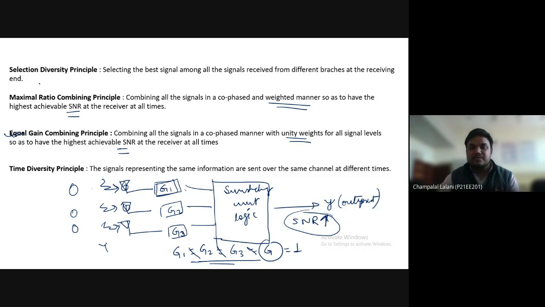Next one is the selection diversity principle. Here we receive all the signals, but we select the best one out of all of them, selecting the best among all the signals received from different branches at the receiver end. From the name you can identify the selection diversity principle, maximum ratio combining principle, and equal gain combining principle. The next diversity technique is the time diversity principle, where signals representing the same information are sent over the same channel at different times.